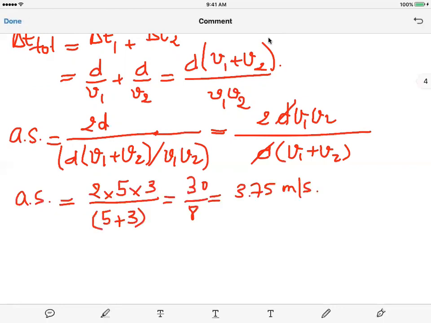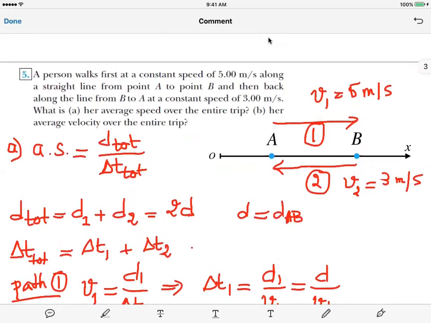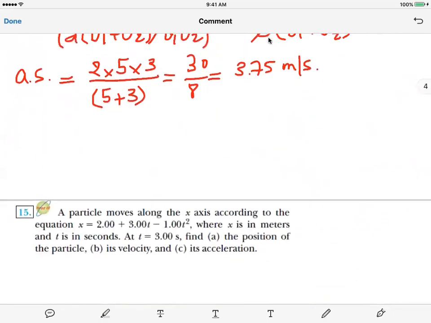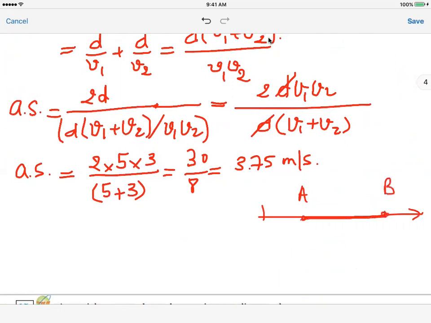Now, what is the other question? The other question was, what is the average velocity of this person over the entire trip? Okay, what is the average velocity in this case? Let's get back to this picture, but let's draw it in here. So the person, as we know, goes from point A, travels from A to B, and then comes back from B to A.